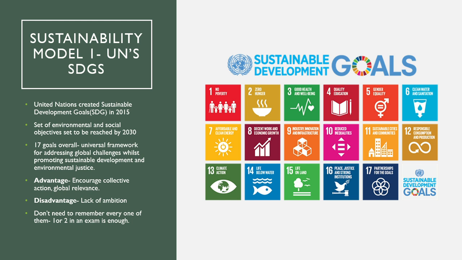The first sustainability model is the United Nations Sustainable Development Goals. These were developed in 2015, and they are mostly a set of environmental and social objectives set to be reached by 2030. Overall, there are 17 goals. These include a universal framework that address global challenges while also promoting sustainable development and environmental justice.